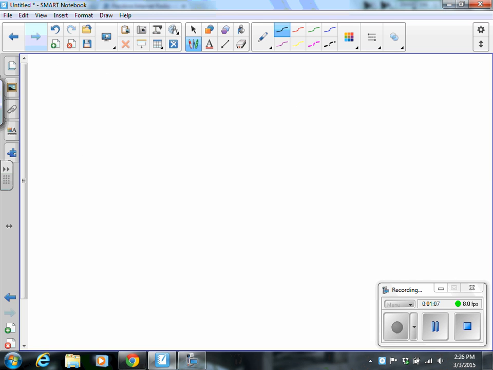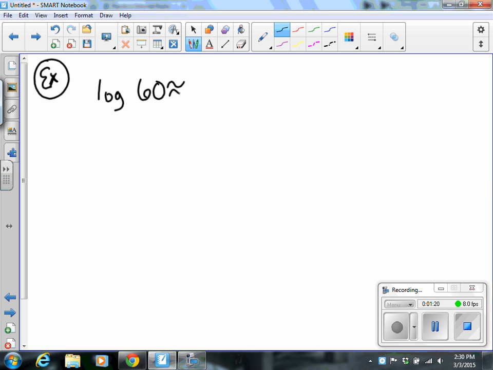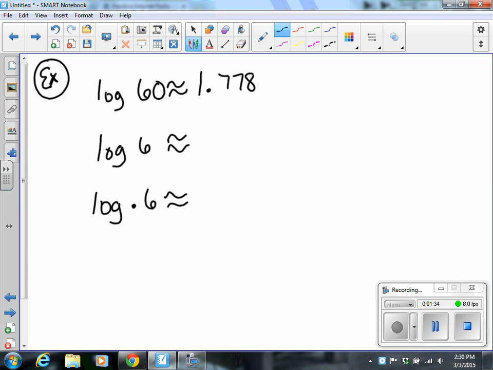Okay, so to start with, we're first going to figure out on our calculator what to type in. All right, so I'm finding the log of 60. I can just type this right into my calculator, and I'm going to get 1.778. Okay, so let's find the log of 6, and then the log of 0.6. The log of 6, once I type it in, is 0.778. The log of 0.6 is negative 0.2218. Okay, so there is some correlation here between all of my logs.